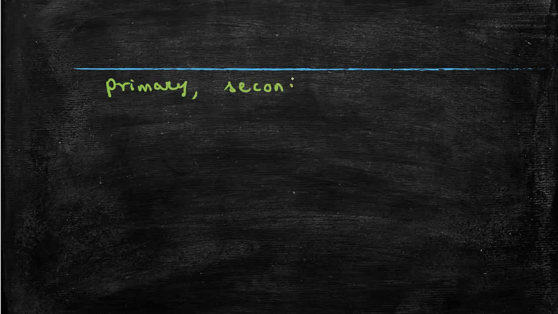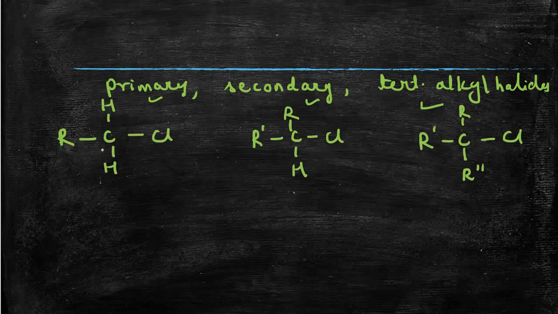Now these haloalkanes may be classified as primary, secondary and tertiary alkyl halides. How are we classifying them as primary, secondary and tertiary? It depends upon whether the halogen atom is attached to a primary, secondary or tertiary carbon atom. Let us take an example. You can see here in the first case only one alkyl group is attached. It is our primary. In this case there are two alkyl groups. It is our secondary, and in this case three alkyl groups are there. This is our tertiary alkyl halide.